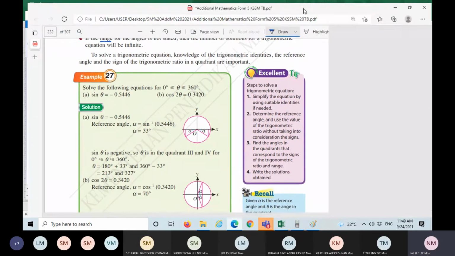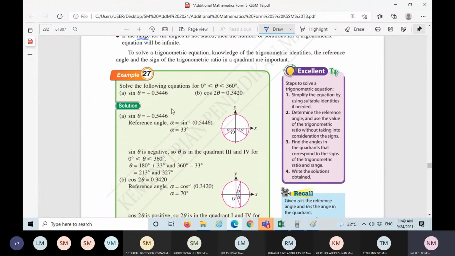Okay, we come back to the textbook. So this example 27, I'm done. Okay, this one, if you want to write it properly, your step to solve this kind of equations, this is the step. Okay, first simplify the equation by using suitable identity if needed. This one, when you have a more complicated equation, you need to simplify sometime.